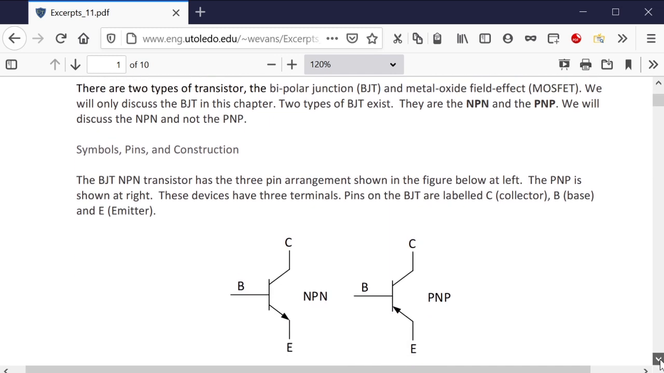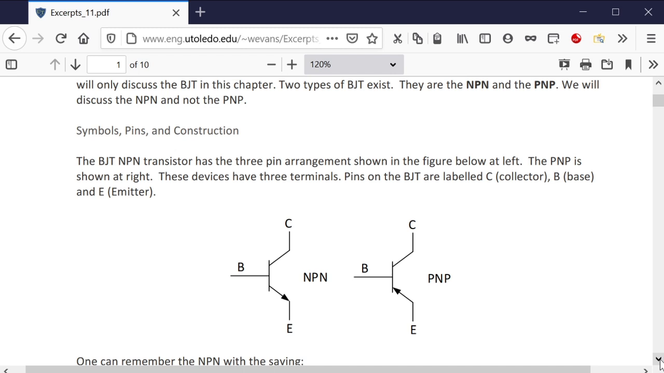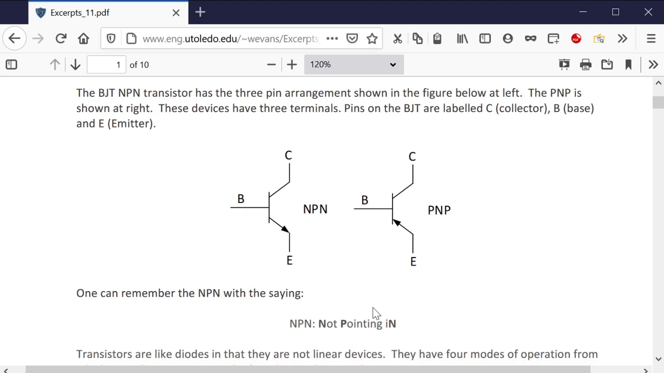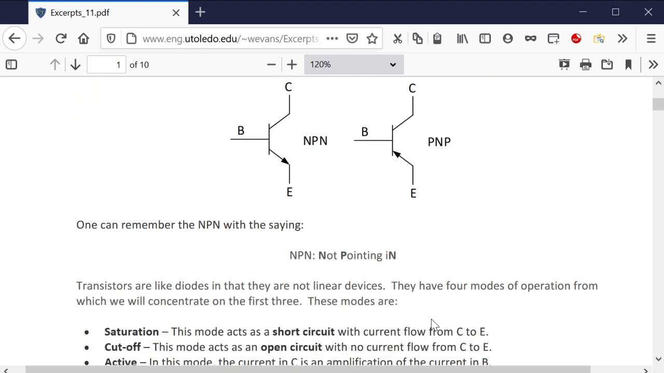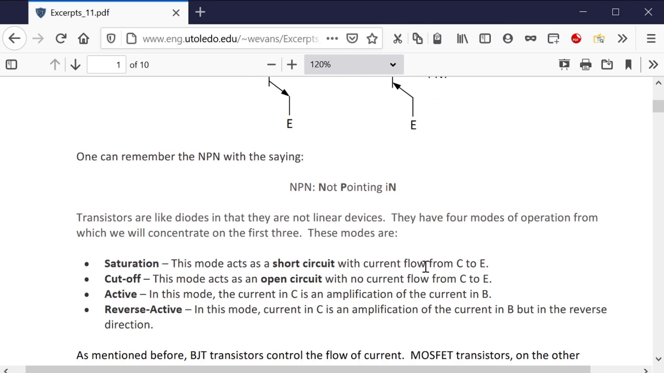So with the symbols here, we have three leads. There's the collector, the base, and the emitter. The NPN is shown on the left, and the PNP is shown on the right. With the NPN, the arrow is pointing outward. With the PNP, the arrow is pointing inward. You can remember NPN is not pointing in.